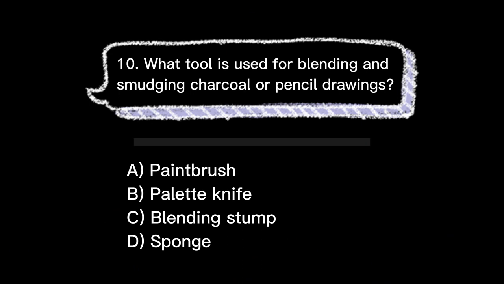Ten. What tool is used for blending and smudging charcoal or pencil drawings? A. Paintbrush. B. Palette knife. C. Blending stump. D. Sponge. In 10 seconds, which do you think is the correct answer?